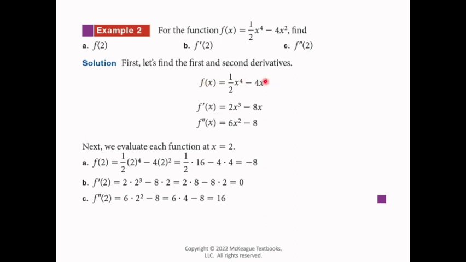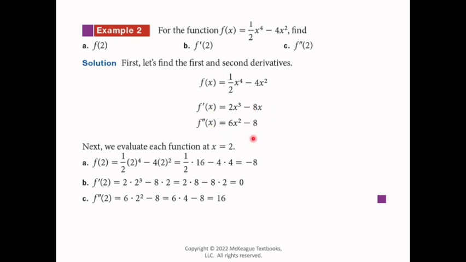Here's our function. And when I take the first derivative, I'm going to bring the 4 down in front, which is going to give me 4 times 1/2, which is 2. And I bump my exponent down to 3. The derivative of 4x squared is going to give me 8x. And of course, I carry down that minus. So now here is our first derivative.